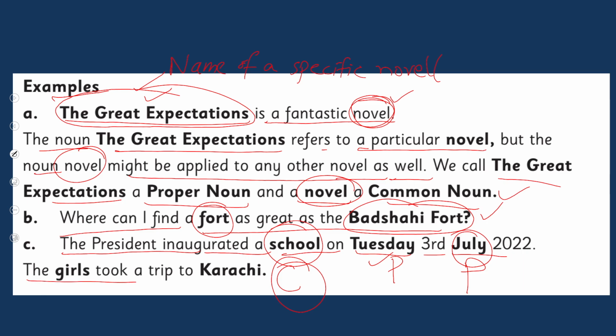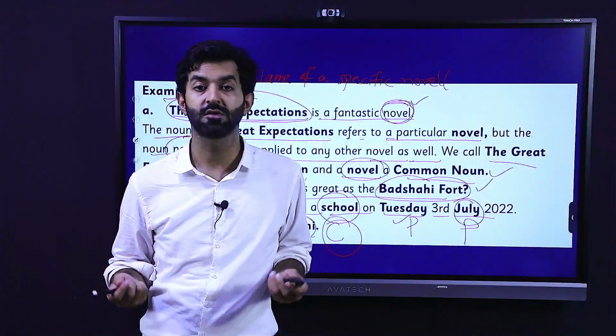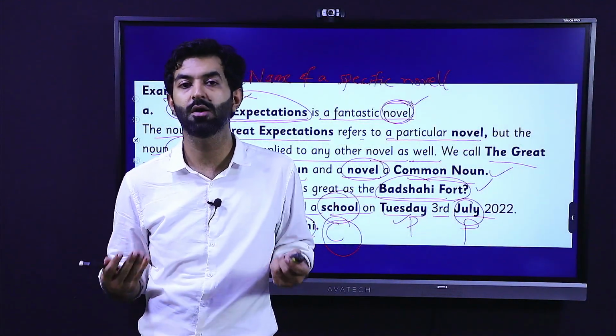The girls took a trip to Karachi. Yes, students. Which one of them is a common noun? Is it Karachi? No. Karachi is a specific city of Pakistan. The girls, yes. There are a lot of girls. So this name of the gender in the plural form is a common noun. But Karachi is a proper noun. So we are very much clear about the difference between a common noun and a proper noun.